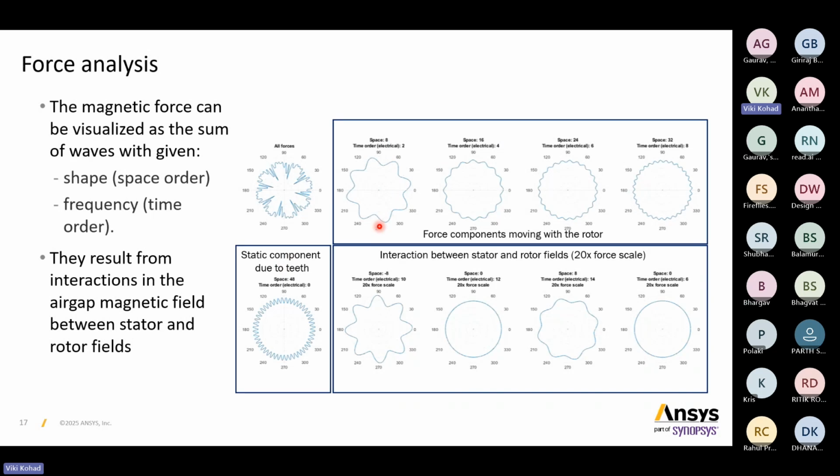Here you can see the space orders and the frequency. So what is the space order and frequency? The frequency is time dependent, it is based on your time, and the space order is the shape, how the vibration shapes look. Here all these are the space orders.